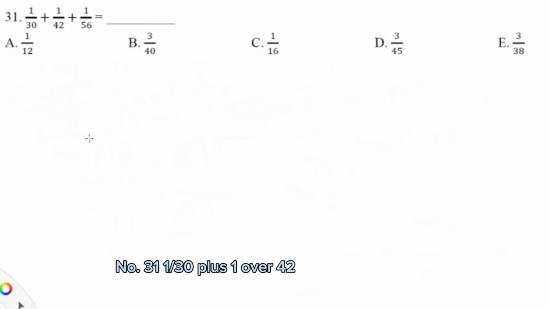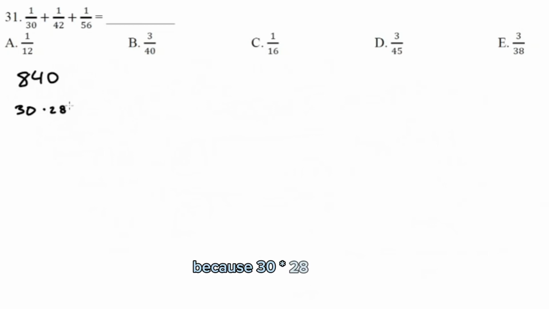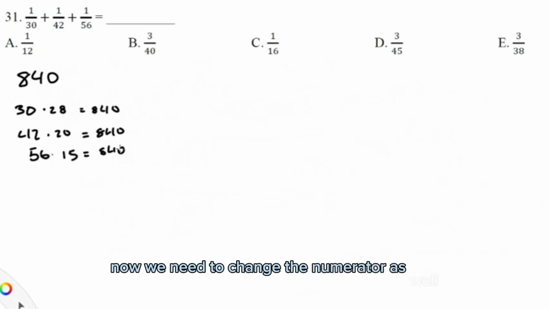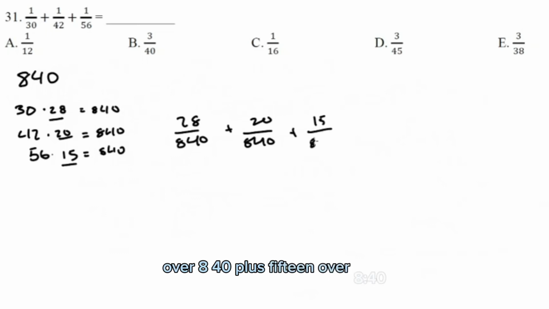1/30 plus 1 over 42 plus 1 over 56. Alright, so we first have to bring all of these fractions under the same common denominator. The common denominator of these three fractions is 840 because 30 times 28 is 840, 42 times 20 is 840, and 56 times 15 is 840. Now we need to change the numerator as well. The numerator just becomes the number we multiplied it by. So that's 28 over 840 plus 20 over 840 plus 15 over 840.